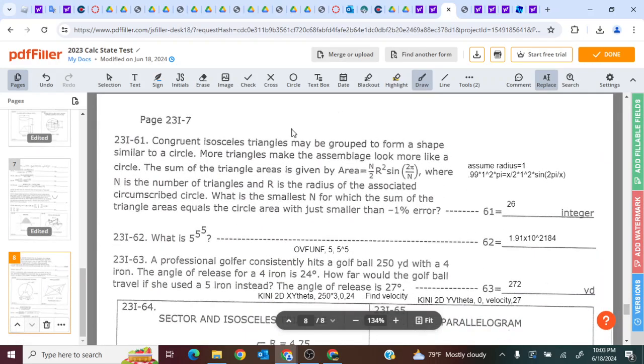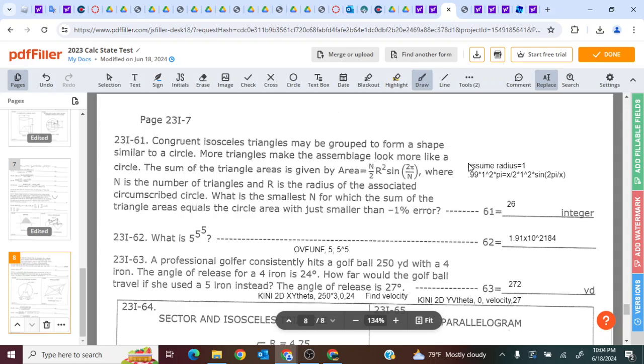Okay, congruent isosceles triangles may be grouped to form a shape similar to a circle. More triangles make the assemblage look more like a circle. The sum of the triangle areas is given by this, where n is the number of triangles and r is the radius of the circle. What's the smallest n for when the sum of the triangle areas equals the circle area with an error just smaller than negative 0.11? Okay, so the sum of the area of the triangles is given to you right here.